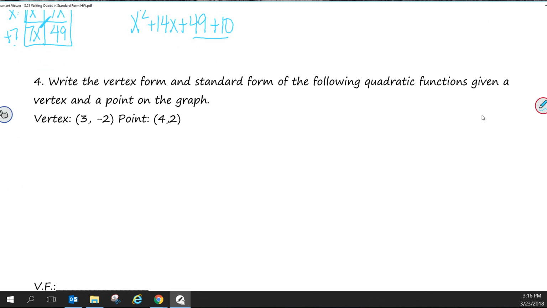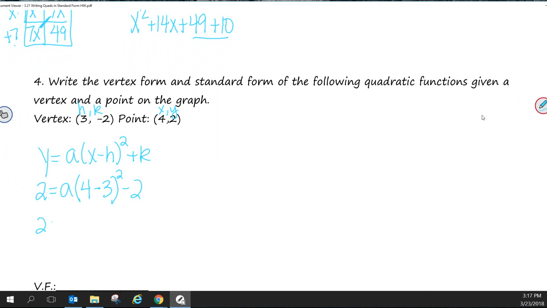All right, so remember your vertex form is y = a times (x - h)^2 + k. And your vertex is your h and your k, and your point is always your x and your y. We only care about that point when we're trying to find our a. Once we know what a is, we get rid of the 4 and 2 and we put x and y back in. So starting off, my y value is 2. I don't know what a is. My x value is 4 minus my h, which is 3, squared, and my k is negative 2.